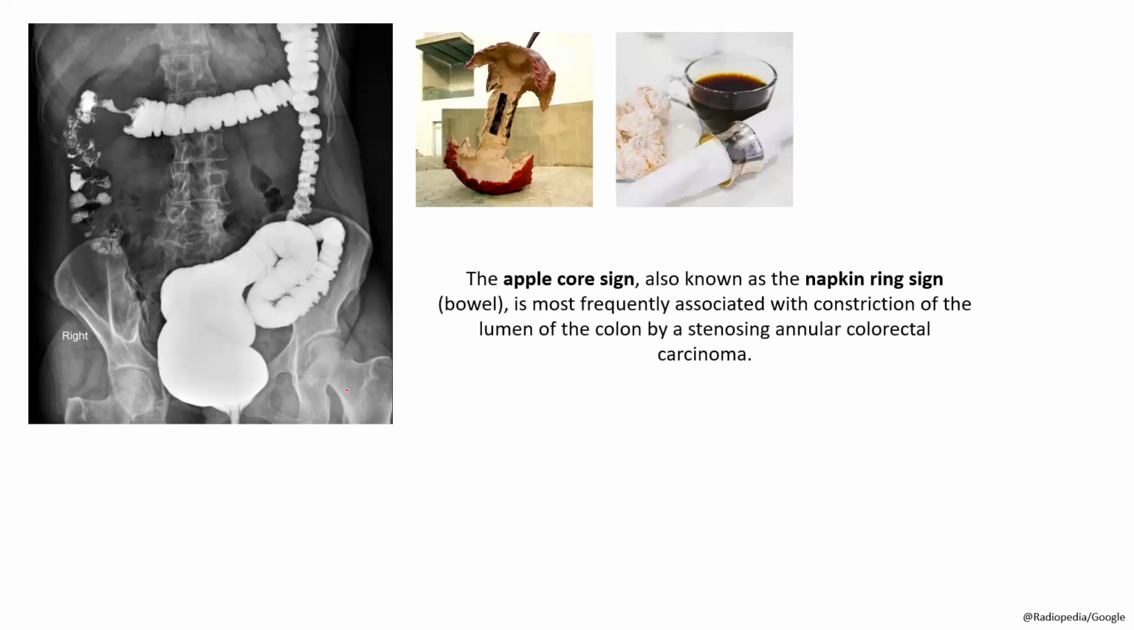Which sign is this? This is a positive contrast study of the large bowel loop. So this indicates apple core or napkin ring sign. This is associated with constriction of the lumen of the colon by a stenosing annular colorectal carcinoma.